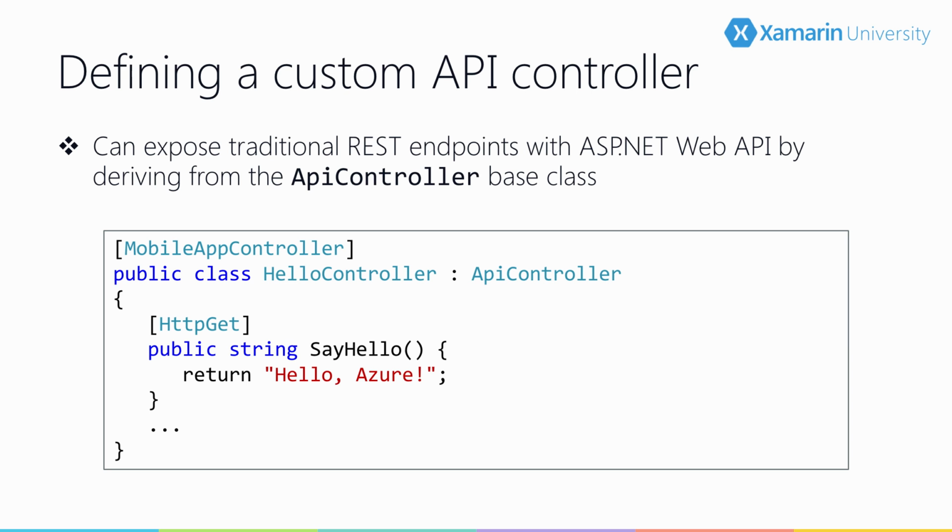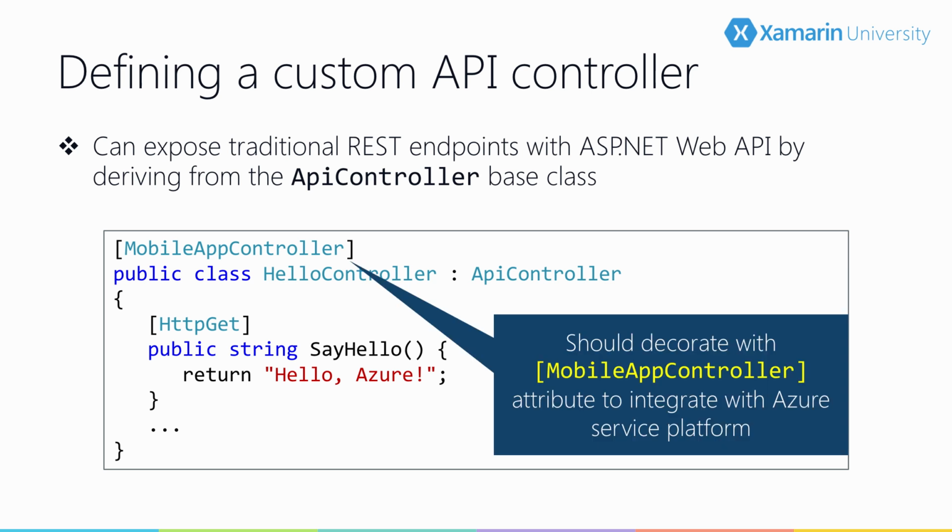You can name the methods get, post, put, or you could use attributes as you see here. The one thing you should be sure to do is add the mobile app controller attribute. This attribute registers the route, sets up the JSON serializer for all the methods, and turns on the client version checking. Any controller that does not have the mobile app controller attribute applied can still be accessed by clients, but it may not be correctly consumed by the clients using the mobile app client SDK methods. So you have to do it through the raw HTTP client or some other REST-based client code.